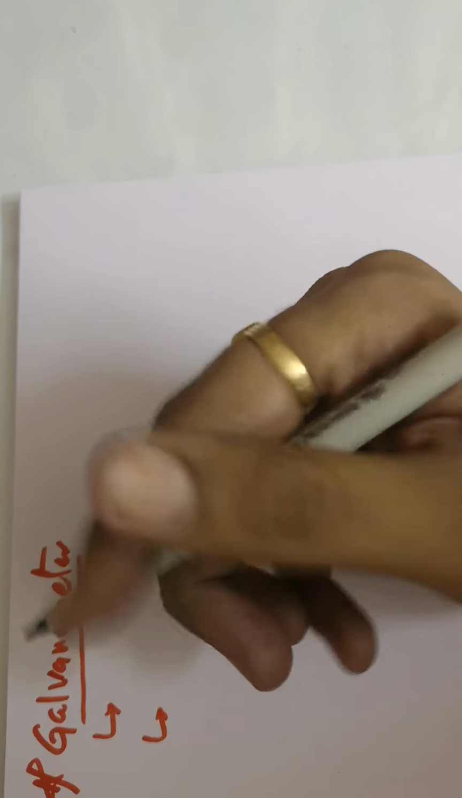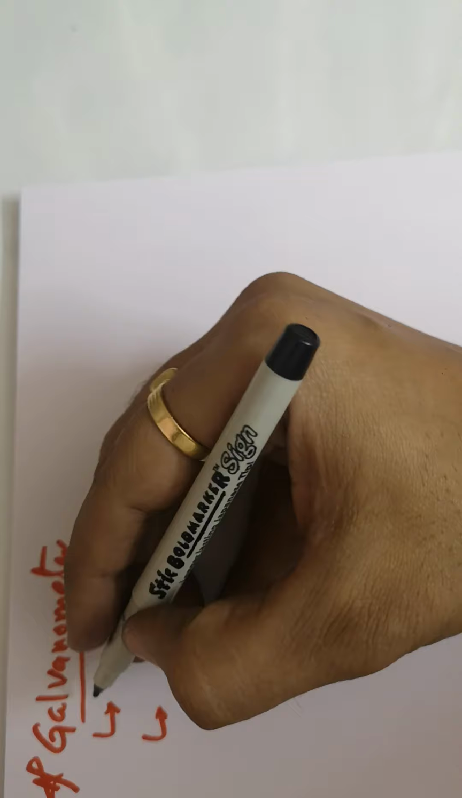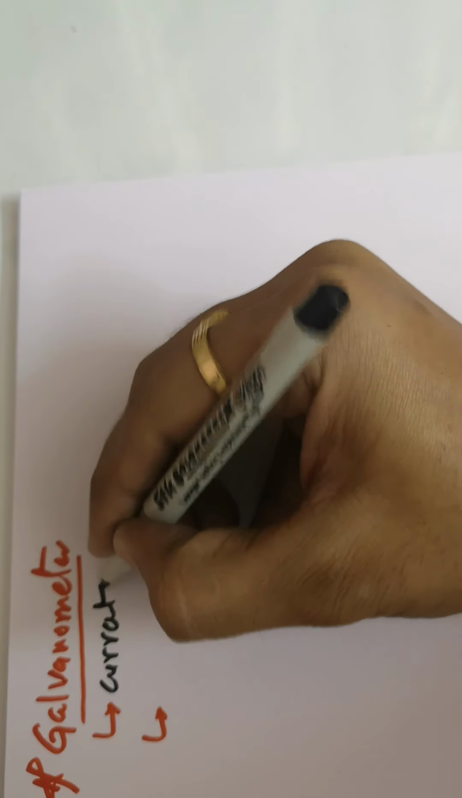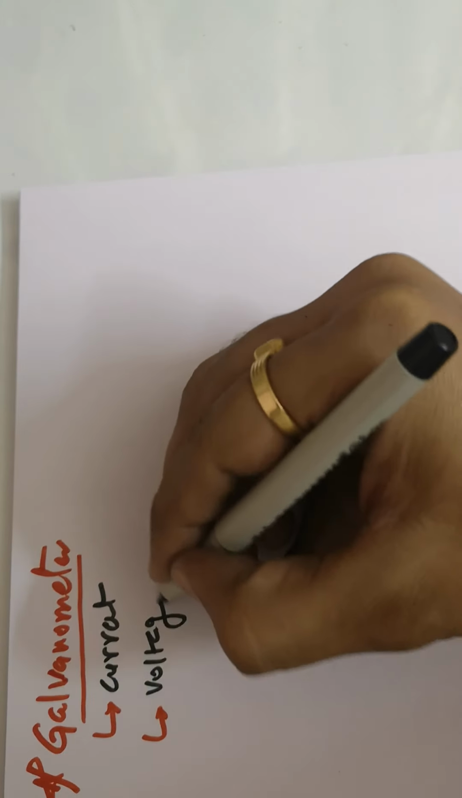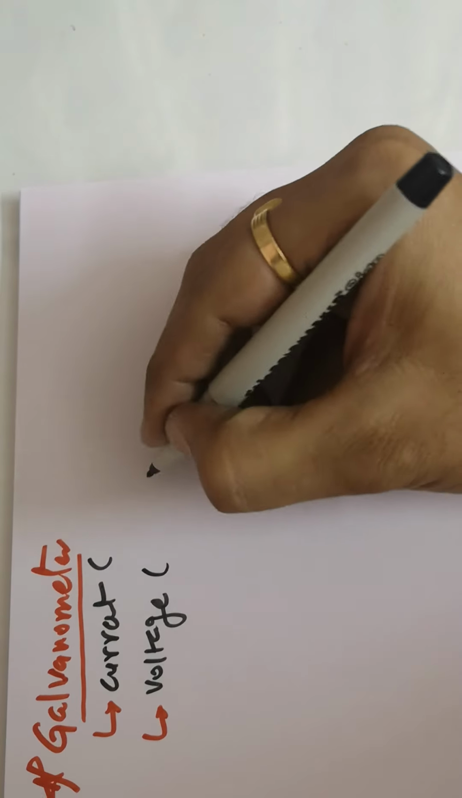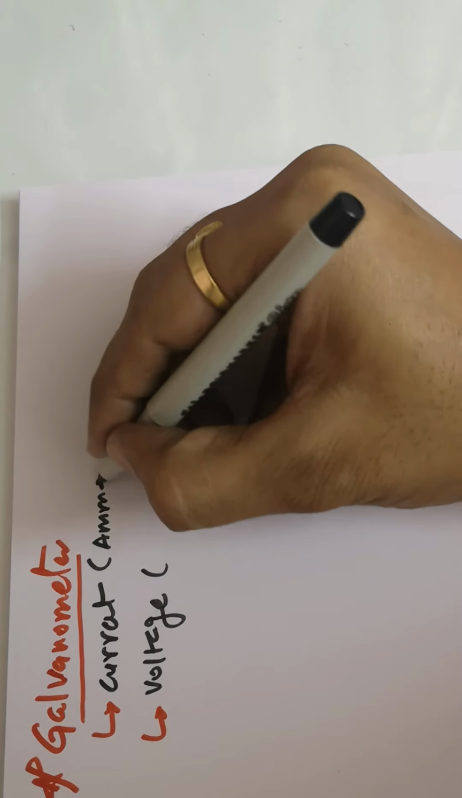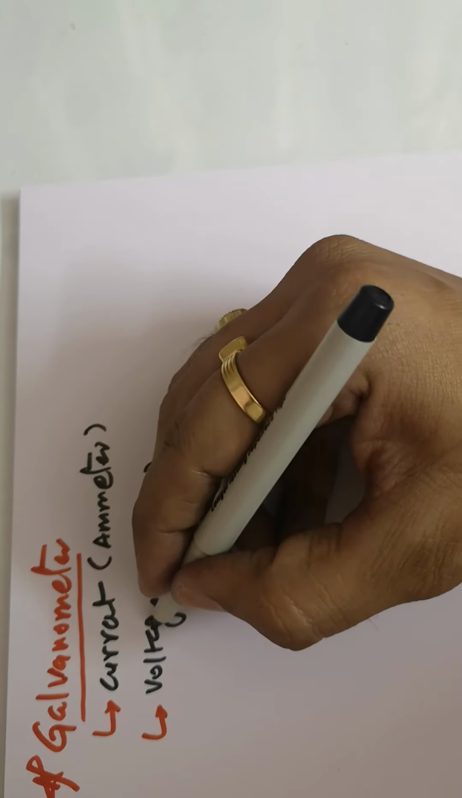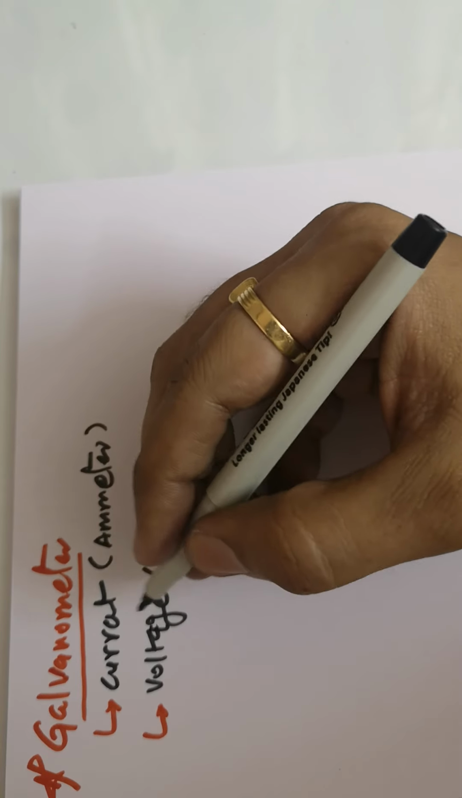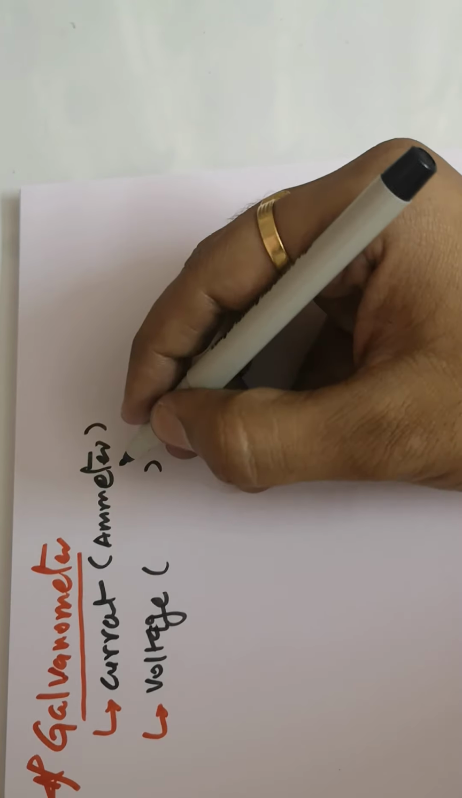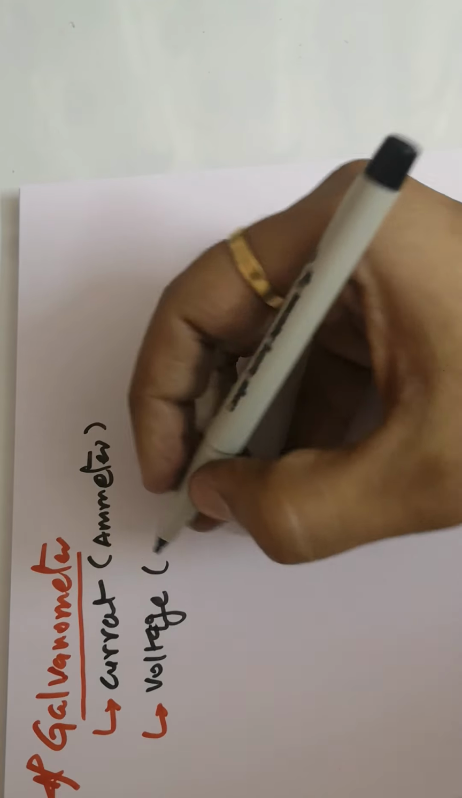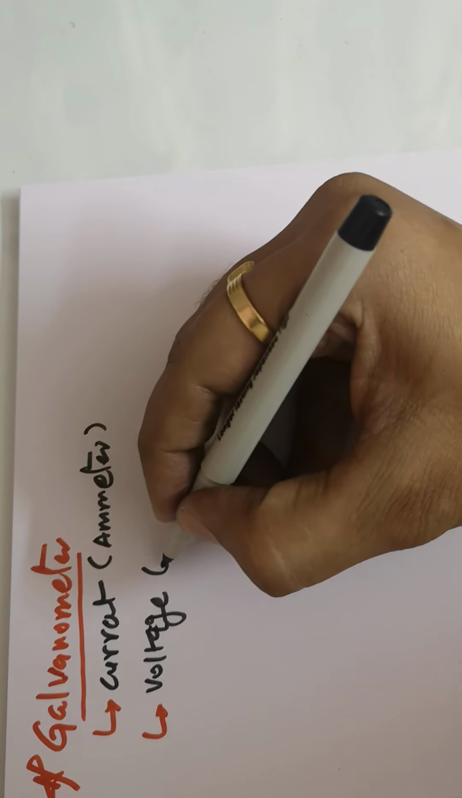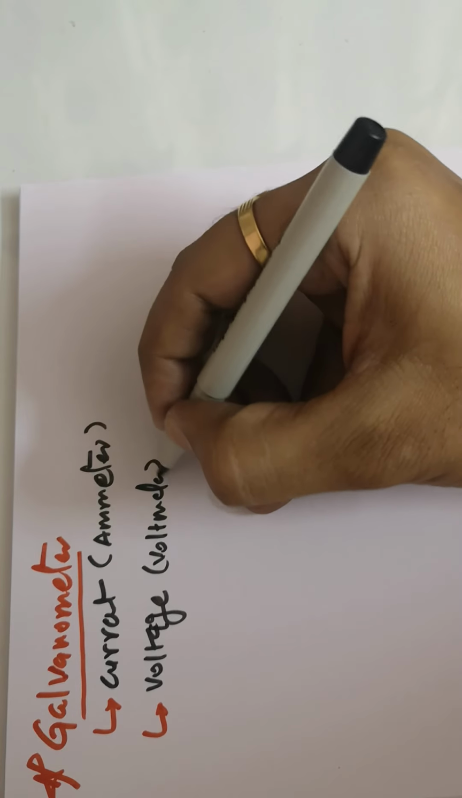First of all, let us become aware of the galvanometer. A galvanometer is an instrument which is used to measure both current and voltage. The instrument which is used to measure current is called an ammeter. Yes, direct ammeters are also available in the market, but we are using the galvanometer as both a current measuring device and a voltage measuring device. Voltage is measured with the help of an instrument called a voltmeter.